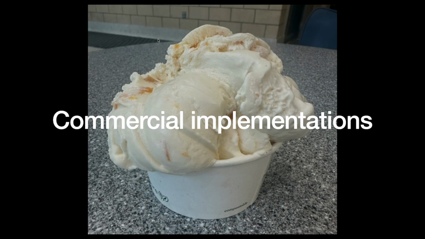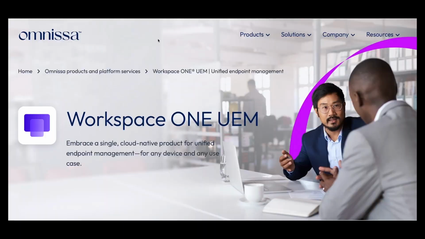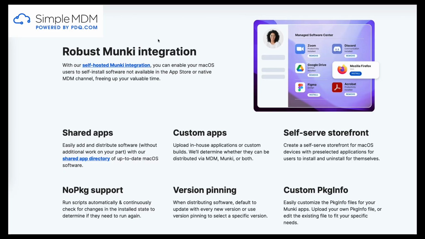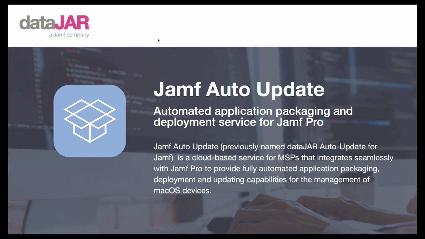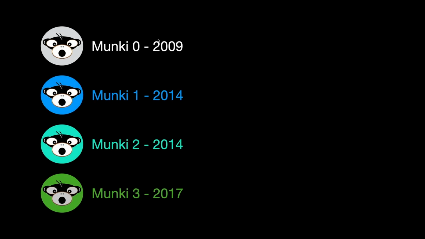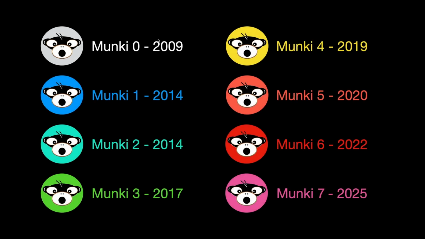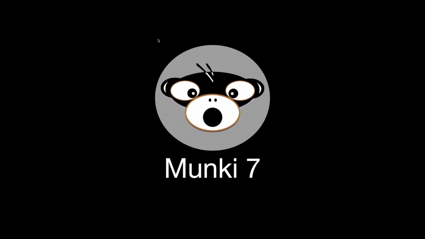And although Munki is open source and you can use it for free, it's also been incorporated in several commercial products. Here are a few examples. Workspace ONE, which was formerly known as AirWatch, uses Munki at the core for its software installation management on Mac OS. Simple MDM has a Munki implementation. And even Jamf has integrated Munki. It's part of their Jamf auto update service. So Munki's pretty mature at this point. I mean, it's not old enough to drink in most US states, but it could get a driver's license and drive a car, maybe. So let's talk a little bit about Munki 7.